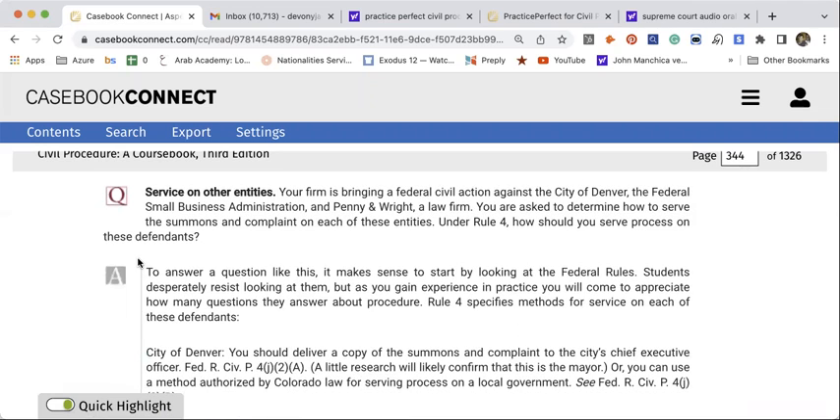Service on other entities. Your firm is bringing a federal civil action against the City of Denver, the federal Small Business Administration, and Penny Wright, a law firm. You are to determine how to serve the summons and complaint on each of these entities under Rule 4.